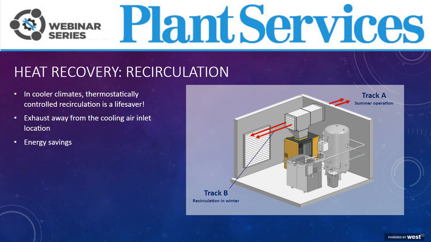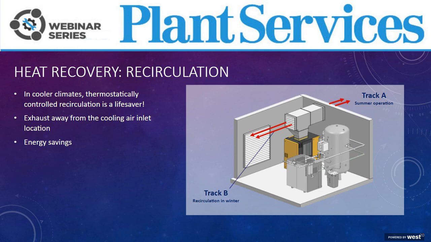These systems vary in complexity, but at its simplest, the concept is going to work like a railroad switch. So you're moving exhaust air either down track A out of the room during high temperature periods or down track B back into the room during those low temperature periods. Recirculation involves a thermostatically controlled damper in the ducting train of the compressor, and that links to the thermostatically controlled inlet louver that we've discussed previously.